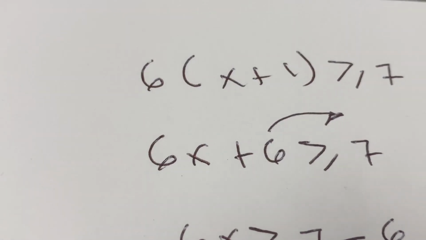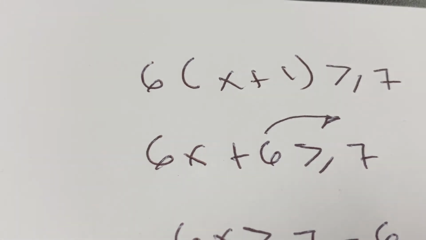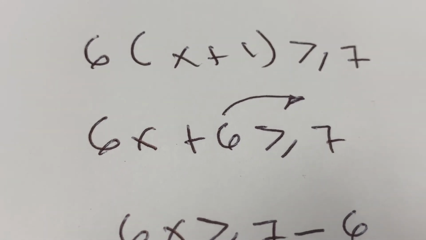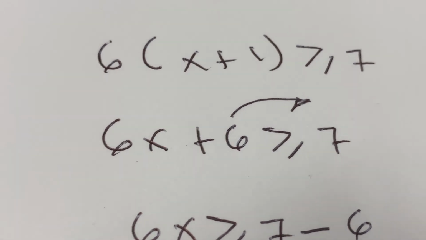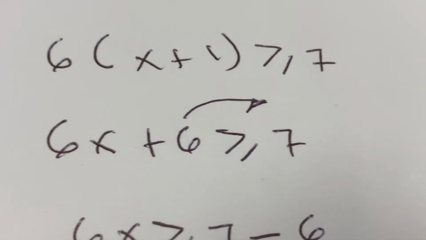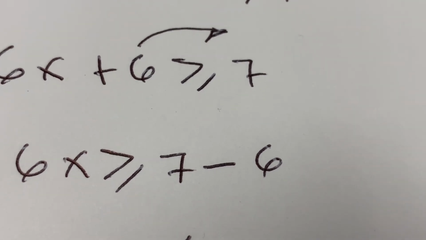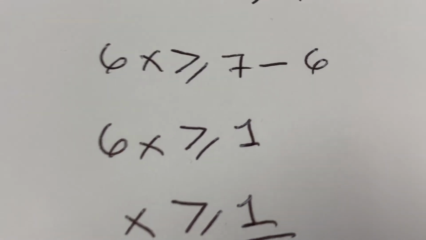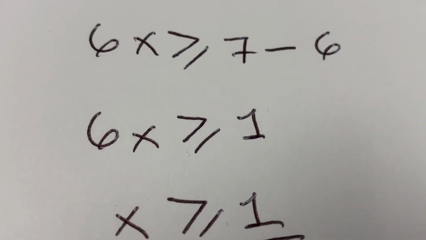Now, x is on the left side. So I have to move the rest of the numbers to the right side. Which one do I move first? The number that I'm adding or subtracting, or the one that I'm multiplying or dividing? Adding. So this plus 6 goes to the other side like a minus 6. So 6x is greater than or equal to 7 minus 6. That means greater than or equal to 1.